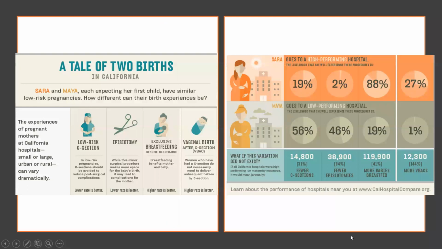So here's a little story for you. Both Sarah and Maya are expecting their first child. They have low-risk pregnancies. How different can their birth experiences be? Well, what this infographic is really talking about is it really comes down to the doors that you walk through in order to receive your care. If you go to a hospital that is a low-performing hospital, you may increase your chance of a cesarean section 50, 60% just by the doors that you walk through.